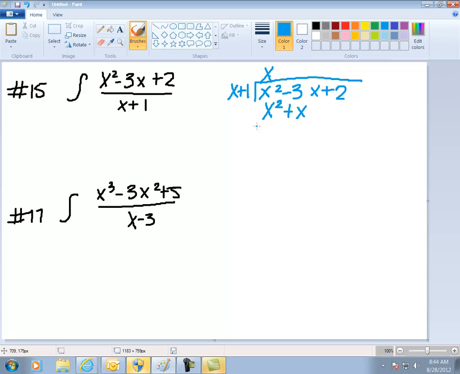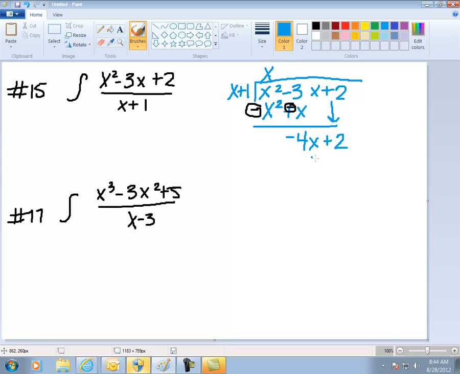Sorry about that. Now remember too that when we do long division, we are actually subtracting, so our signs change, right? I get x squared minus x squared, that goes away. And I get negative 3x minus an x, which gives me a minus 4x. Then my next step is to bring down my next term, which in this case is a positive 2.